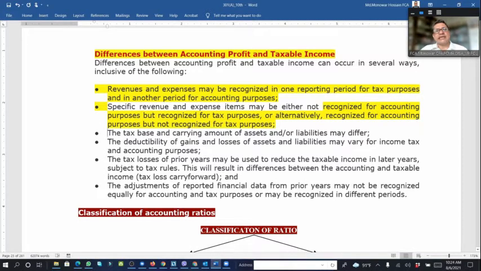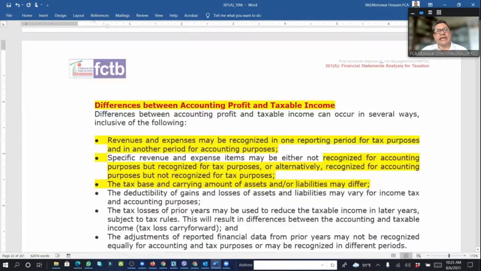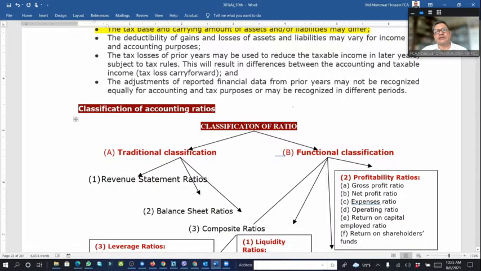The tax base and carrying amount of assets and liabilities may differ. The deductibility, for example, what we discussed, 9 taka and 10 taka. The deductibility of gains, losses, tax loss, etc. So these are the different types of differences between accounting profit and taxable profit.